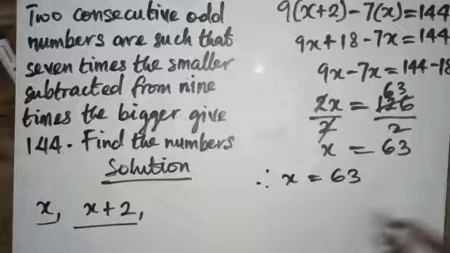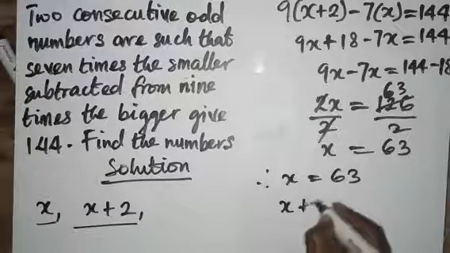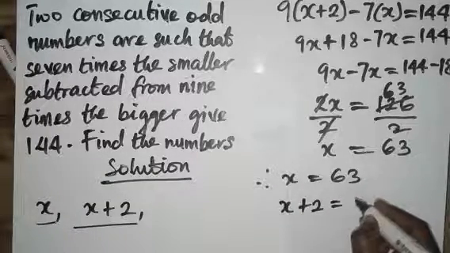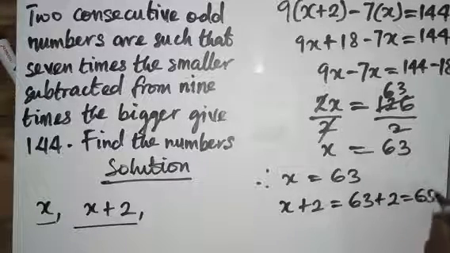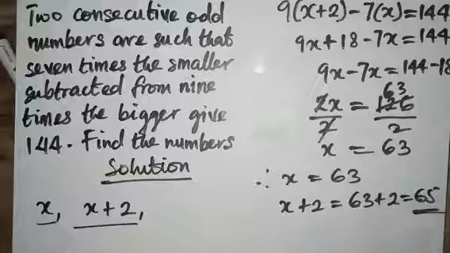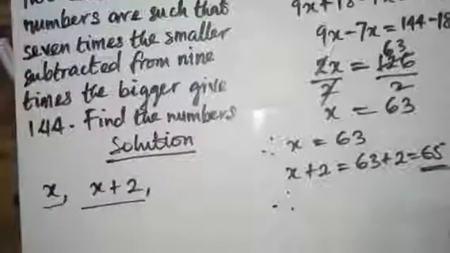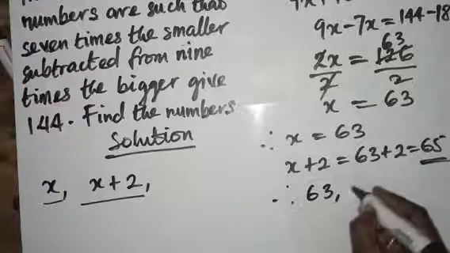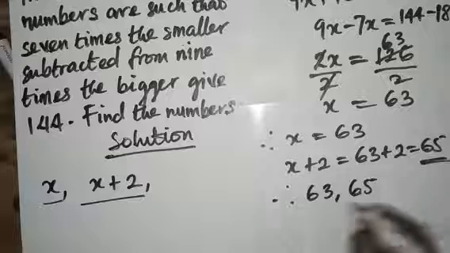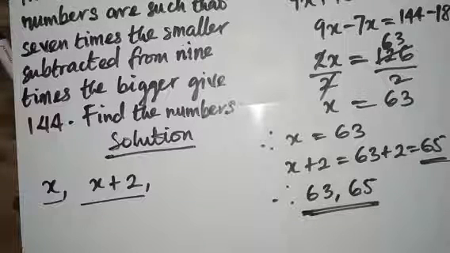That is the smallest. x plus 2 equals 63 plus 2, which is 65. So the consecutive numbers are therefore 63 and 65. So these are the consecutive numbers.